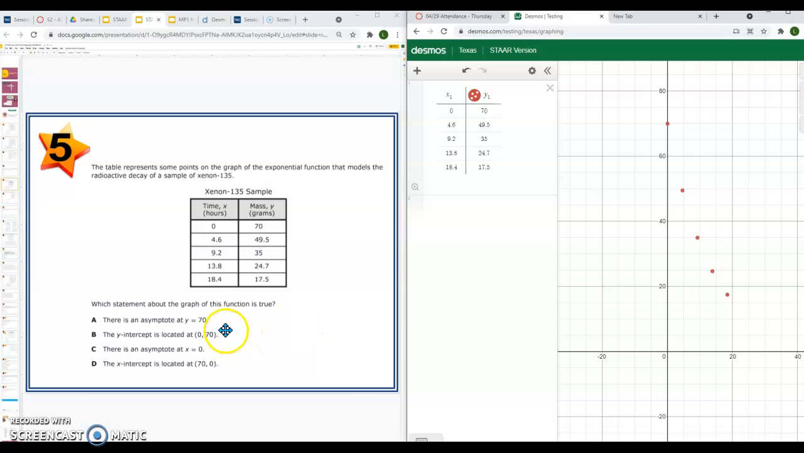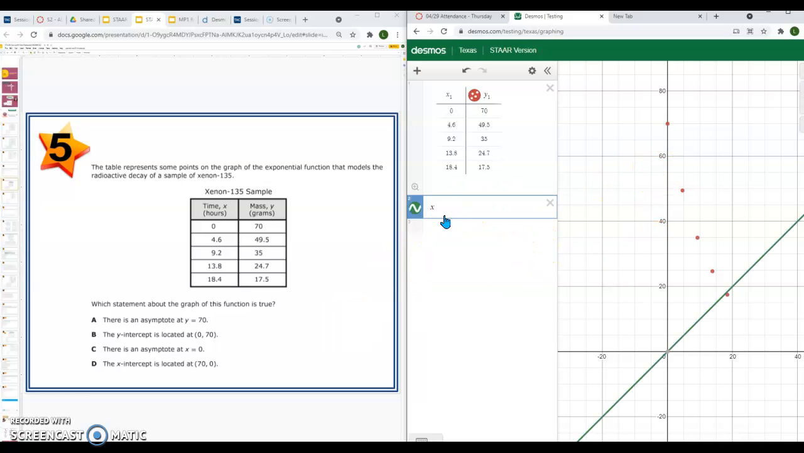For answer choice B, it says I have a y-intercept located at 0, 70. If I go look at my y-intercept, it looks like that one is true. It might be B. Let's put a question mark on B just for now, okay? Let's try answer choice C.